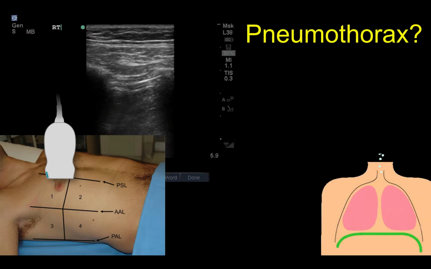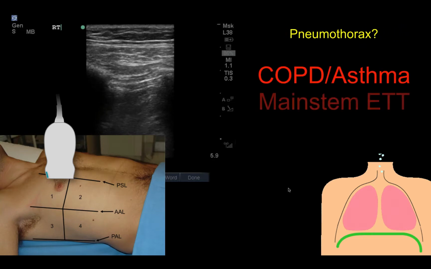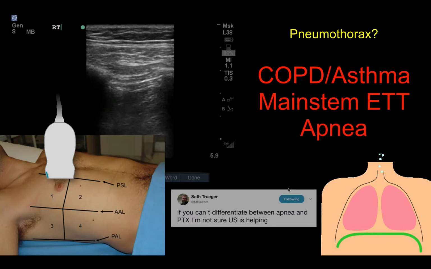Now, there are a lot of other reasons other than a pneumo that can cause absent lung sliding. Many of these have to do with absent or diminished air movement, such as obstructive lung disease, main stem tube, or apnea. But obviously, you probably shouldn't use ultrasound to detect apnea. How can you differentiate between these other causes of diminished air movement and a true pneumo?